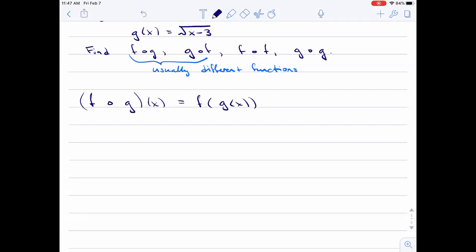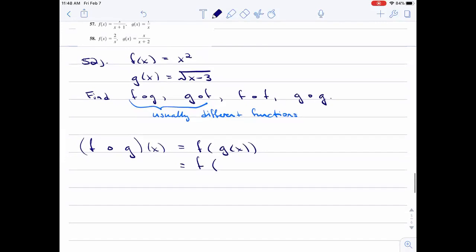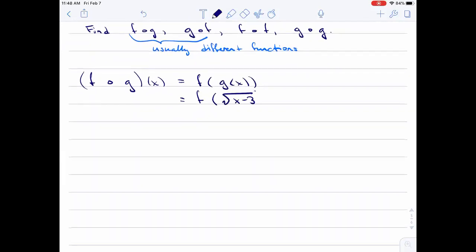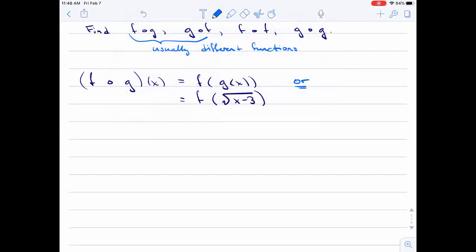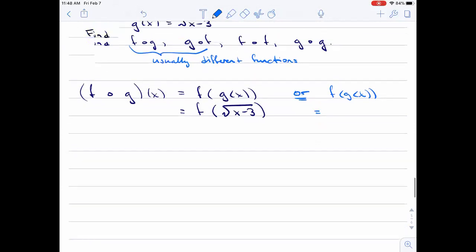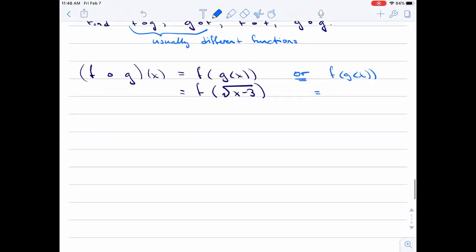Of course, you could do the other way around, right? I'll show you both, but for me, I like working from the inside and then working my way out. Okay. So we could say that this is the same as f of g of x, which is root x minus 3. Or f of g of x is going to be x squared, but wherever I have an x, it's going to be g of x squared, right? Because f is x squared, and so I've got g of x squared.